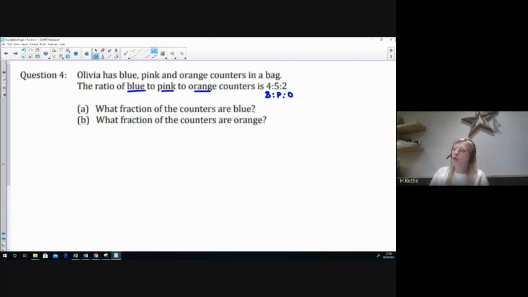So if I'm asked what fraction, I would say this number, 4, out of, so this is for A, 4 out of, well, how many parts altogether? 4 add 5 add 2 is 11. So the fraction of counters that are blue is 4 parts out of 11 parts. So 4/11ths are blue. For B, what fraction of the counters are orange? So orange is 2, and it's still going to be out of the same number, 4 add 5 add 2, 11.